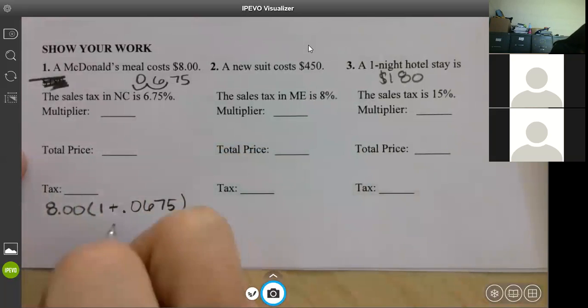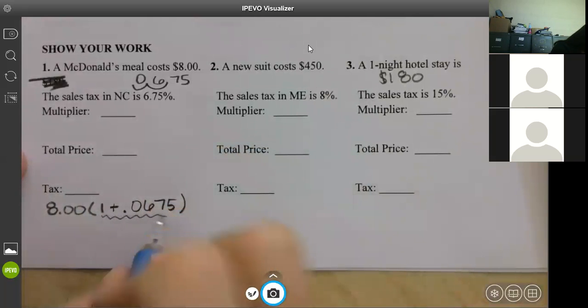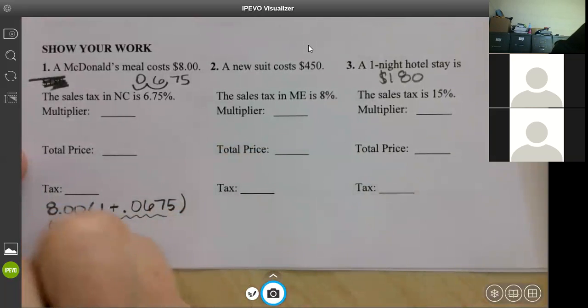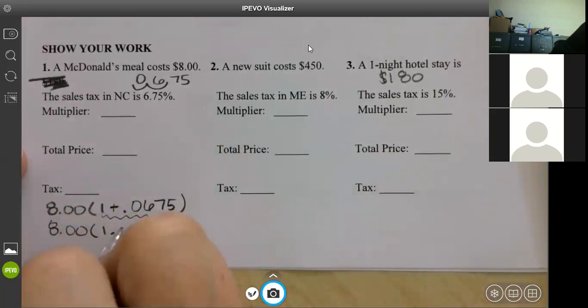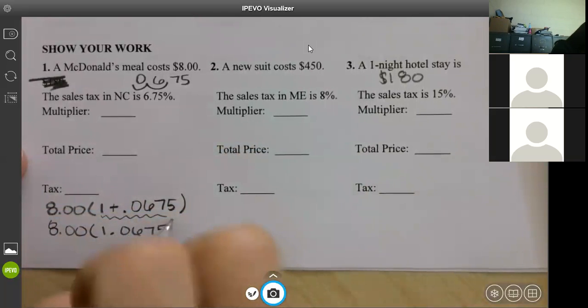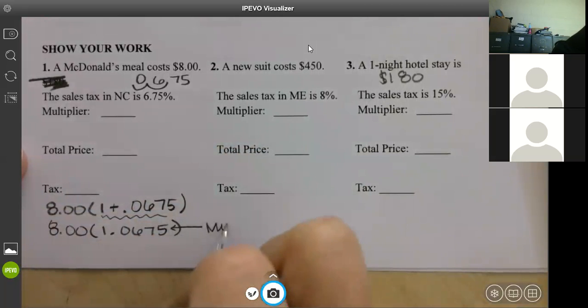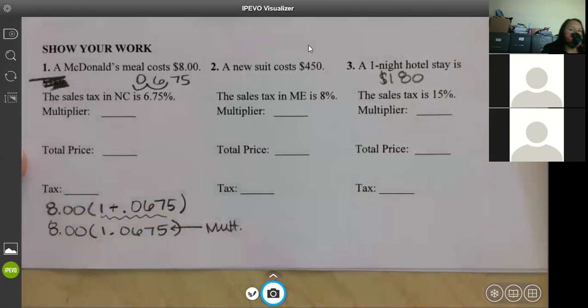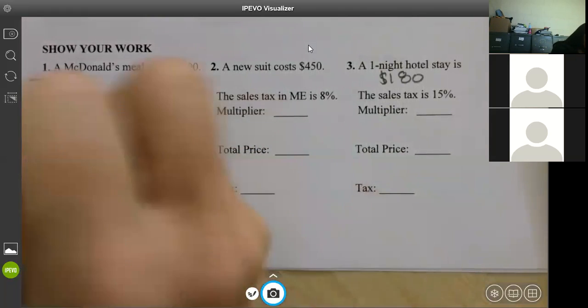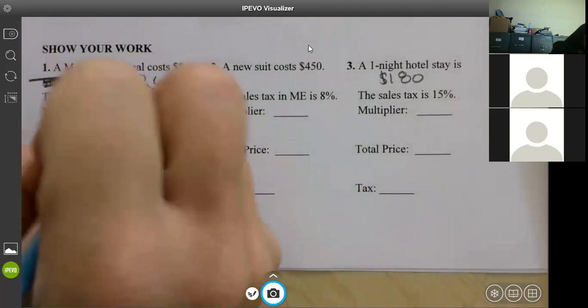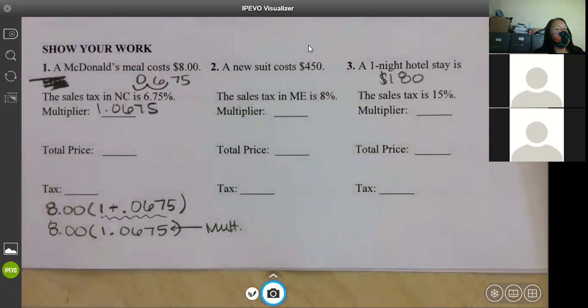All right, so now I'm just going to add this up, and this is really simple because you just squish it together. It'll be 1.0675. This number is the multiplier. So 1.0675 is your multiplier.